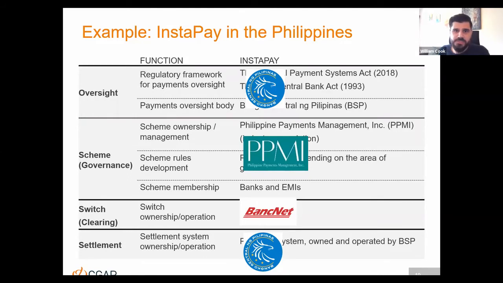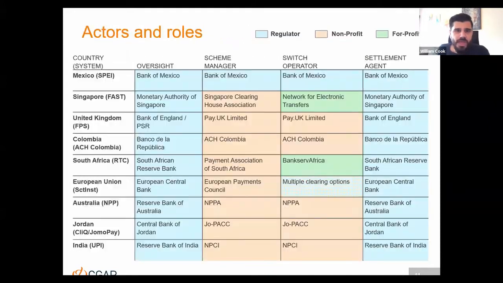So the scheme is managed by PPMI, that's a nonprofit industry association. And then the switching is provided by BankNet, a private switching company, somewhat similar to something like BankServ in South Africa, for those who are familiar with the South African model. And you see a somewhat similar structure if you look across different markets. So you'll see here on the left side and on the far right side, down all of these schemes in these 10-odd markets, oversight managed by the central bank, settlement managed by the central bank, but then a bit more of a mix in the middle here.